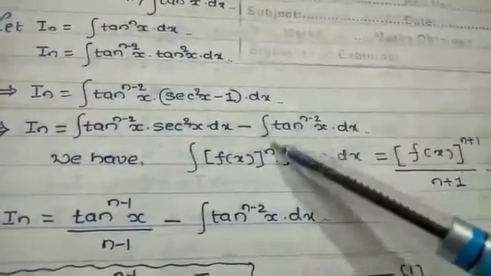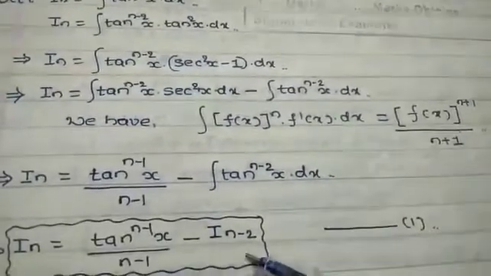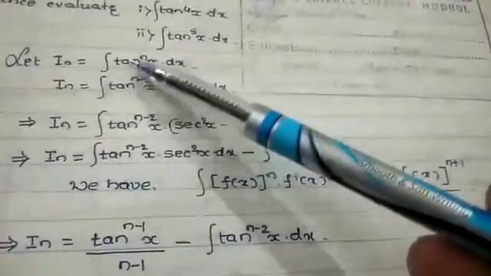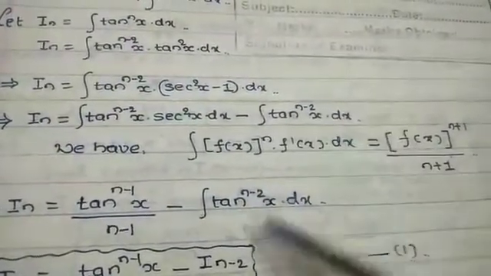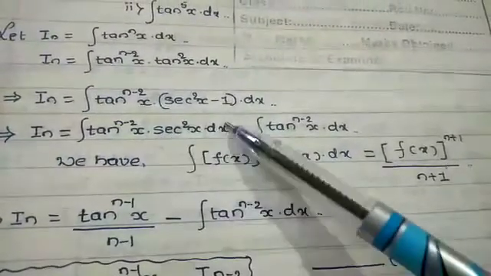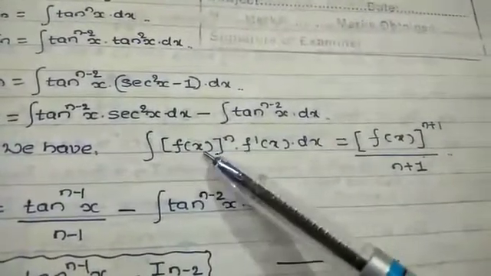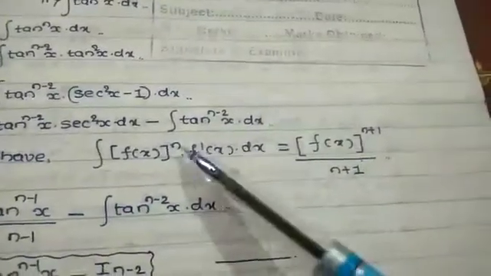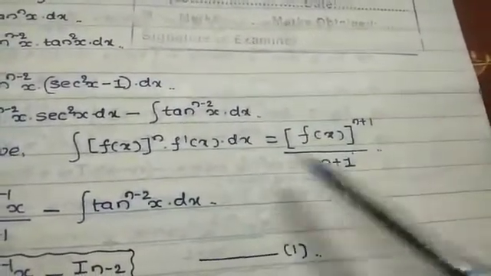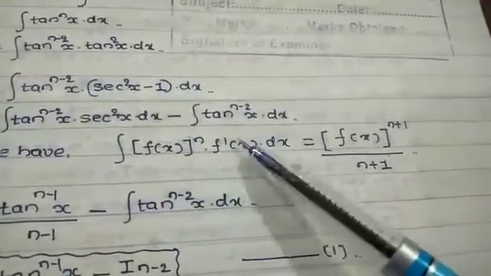Okay, so in the further step, this tan raised to n minus 2 x, I am replacing this value as I_(n minus 2), because I_n means tan raised to n x, so n minus 2 means it becomes I_(n minus 2). So this term as it is, but in here we have to apply the integration formula. So that integration formula is the integration of f of x to the power of n into f dash of x with respect to x equals f of x to the power of n plus 1 divided by n plus 1.